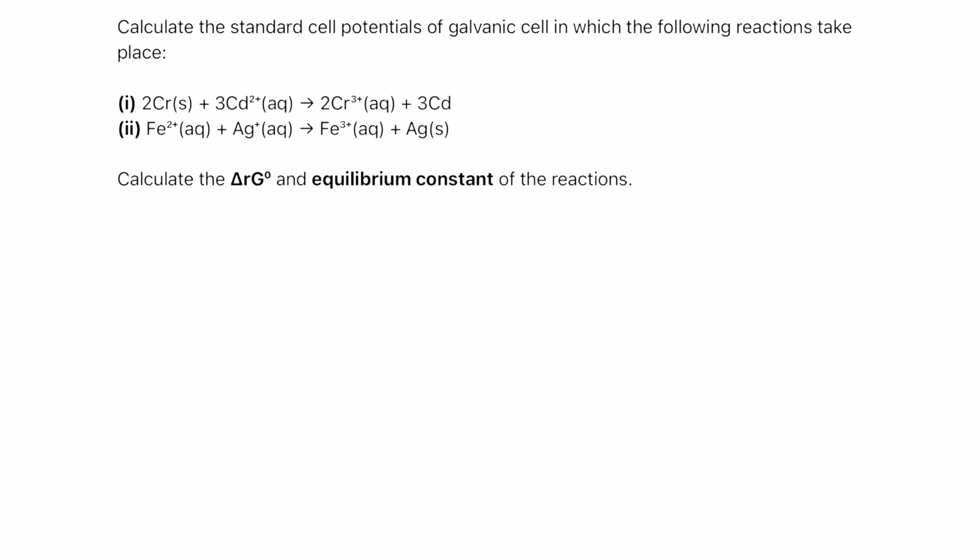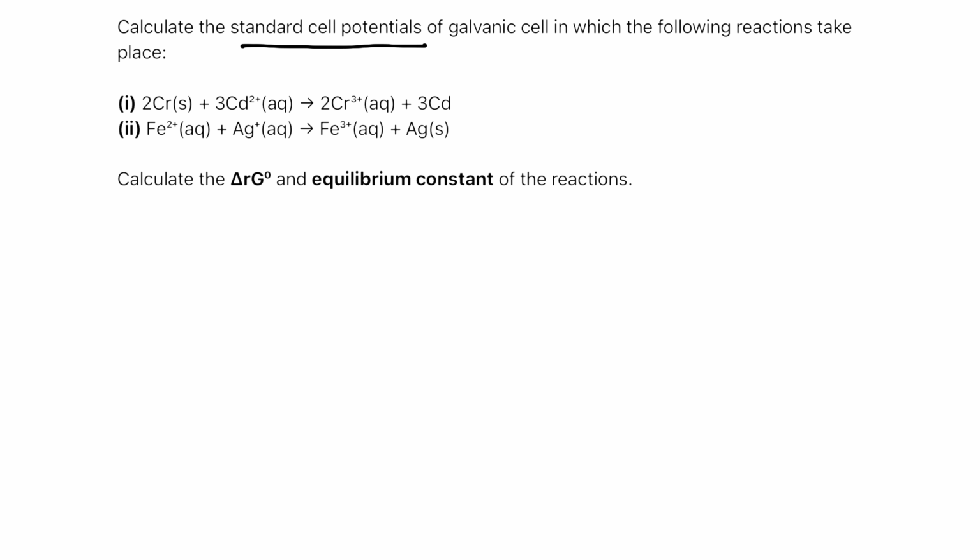Calculate the standard cell potential of the galvanic cell in which the following reactions take place. You can see two reactions, right? Also, you have to calculate the Gibbs free energy change and the equilibrium constant. Okay, first we can find the standard cell potential.